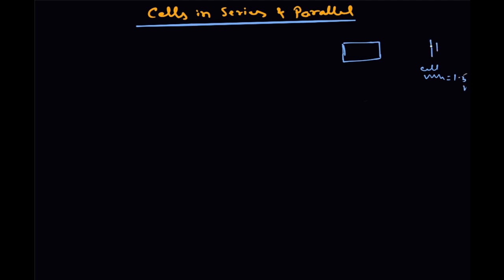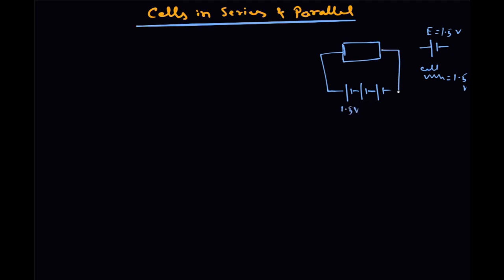This is the symbol of the cell. So EMF of the cell is E, that is equal to 1.5 volts. Now how we can supply this device 4 volt or 6 volt? In that case we have to connect the cells in series. You can see that there are 3 cells that are connected in series, and each is having 1.5 volts.